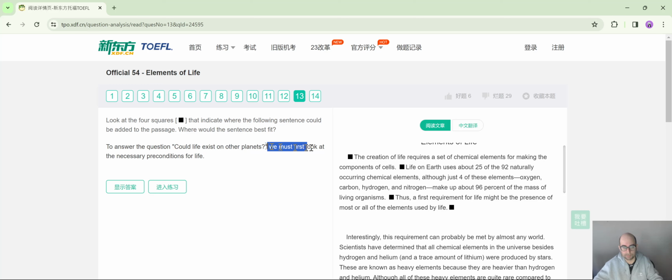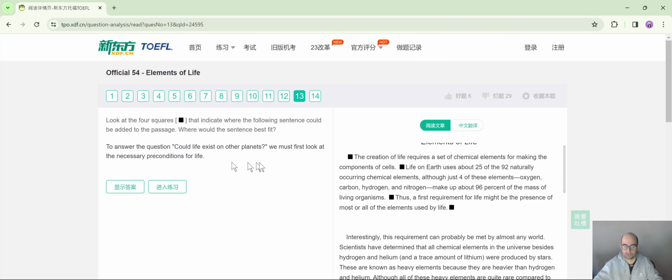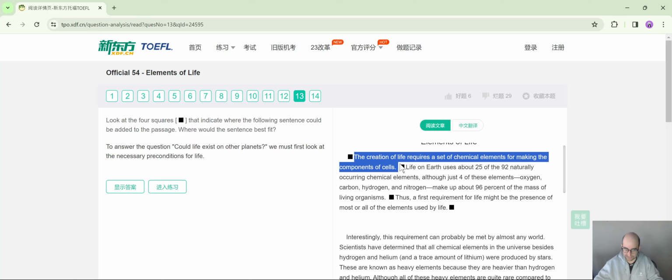That's the pattern. We must first look at the necessary preconditions for life. And these are just keywords, right? So, life exists on other planets, necessary preconditions of life. Our sentences have to tie into this. They have to be connected or related to these specific words and information here. So, okay, choice A, if we plug this in, the sentence after it has to make sense.